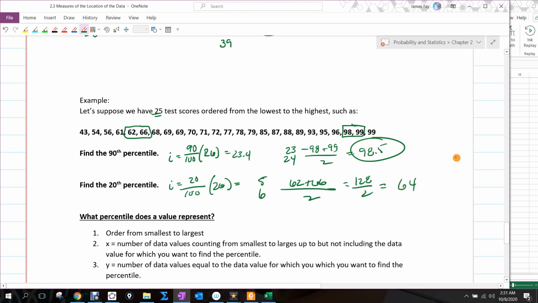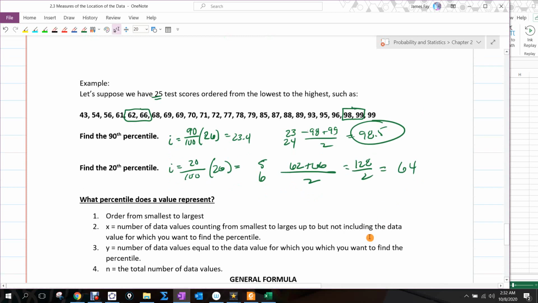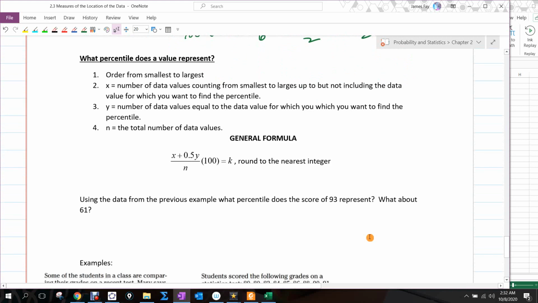Yeah, that's right. Sorry, 64. So 64 is the 20th percentile. So that means that a score of 64, if that's what I receive, I have done as good or better than 20% of the test takers. It says, what percentile does a value represent?